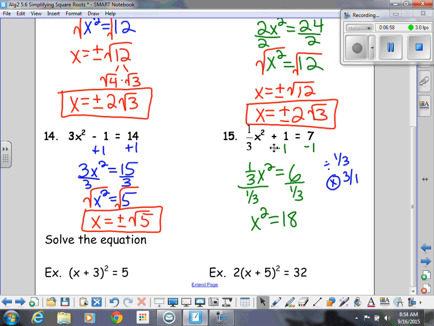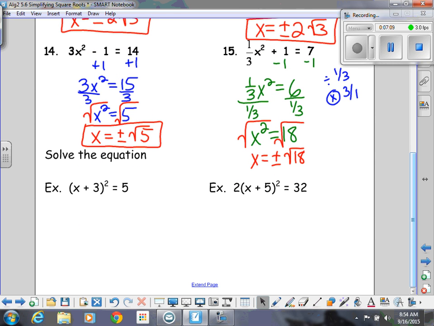So now I'm ready to square root both sides. And then I get x equals plus or minus square root of 18. Now square root of 18 is not a perfect square, so let's see if we can pull that apart. So I'm going to break that up into the square root of 9 times the square root of 2. Okay, so I need to write this over here. I'm running out of room. So then I'm going to get x equals plus or minus, let's see, the square root of 9 is 3, so that's just plain old 3, and then the square root of 2 stays the square root of 2. So that would be my final answer on number 15.